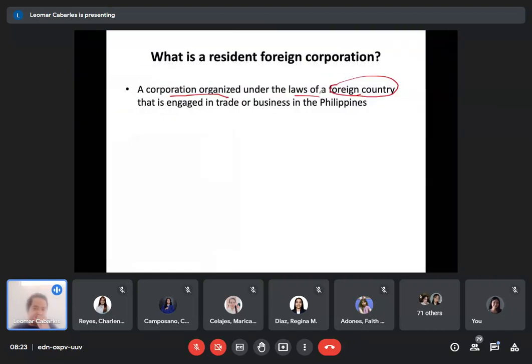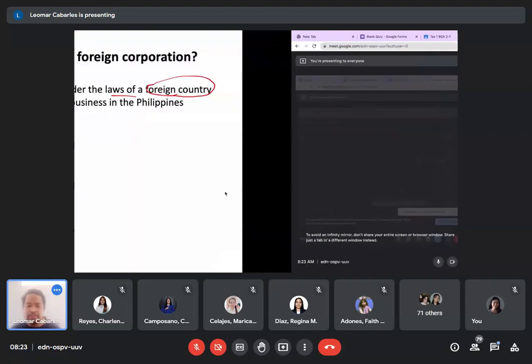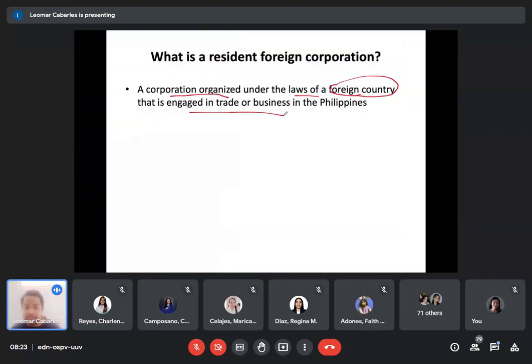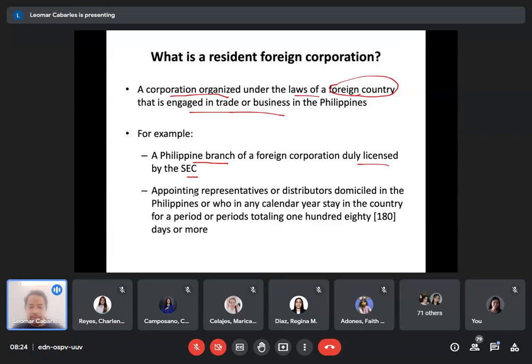But it is a resident corporation dahil engaged siya in trade or business in the Philippines. Kadalasan, pagka meron siyang Philippine branch dito sa Pilipinas, which of course license pa rin na SEC. Okay? O kaya meron siyang representative na appointed in the Philippines, no? So tapos nagstay ng 180 days. So kaya siya naging resident.